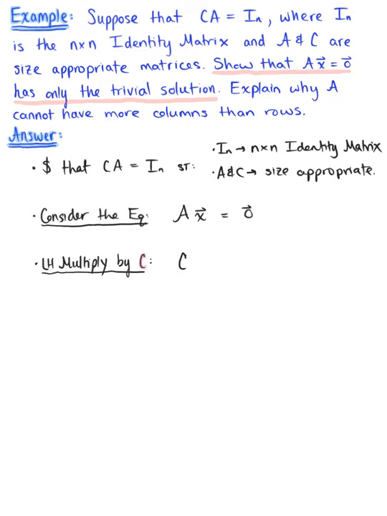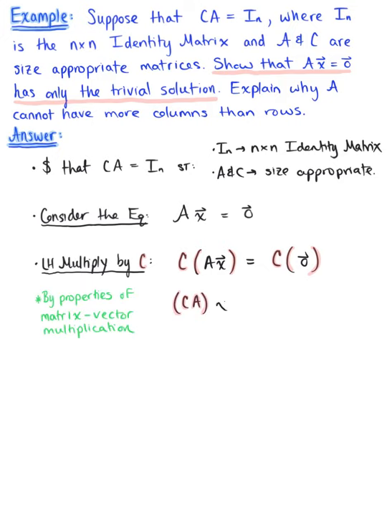So we have matrix C multiplied by matrix A times vector x is equal to matrix C multiplied by the 0 vector. Now, by properties of matrix vector multiplication, we can reorder the terms on the left-hand side and say that this is matrix C times matrix A multiplied by vector x. And this is equal to, on the right-hand side, we know that a matrix times the 0 vector must be equal to the 0 vector.